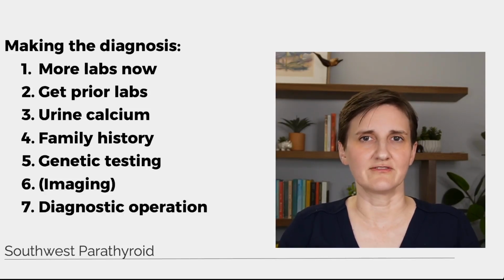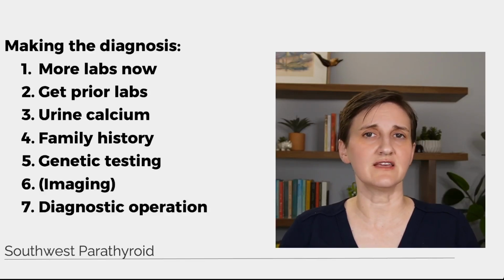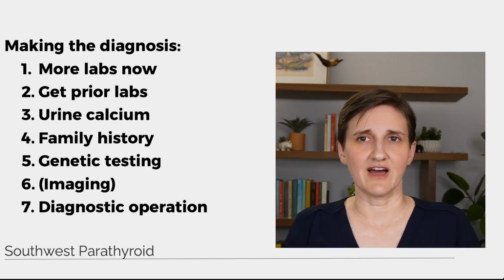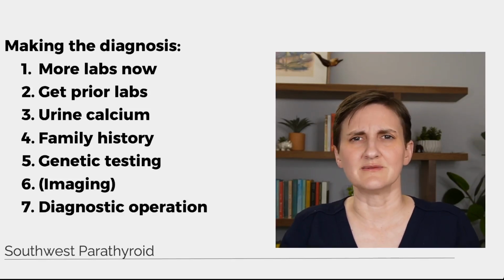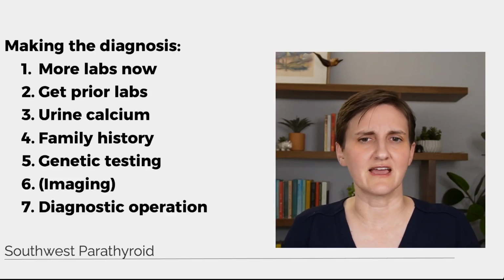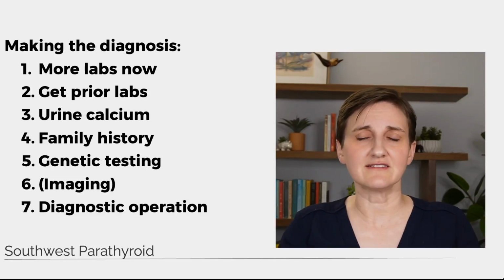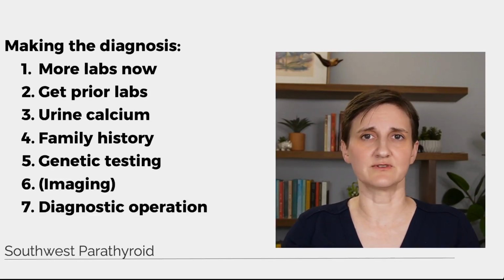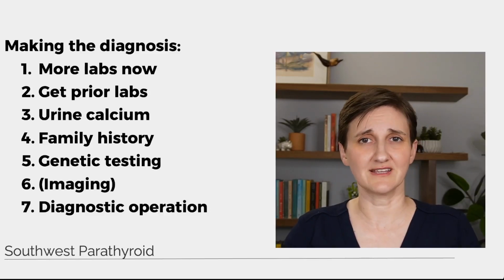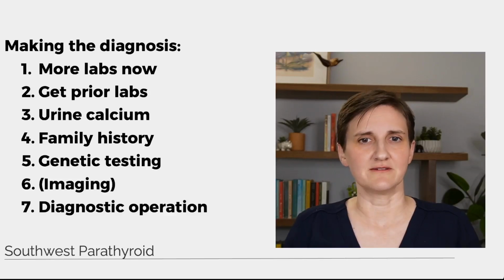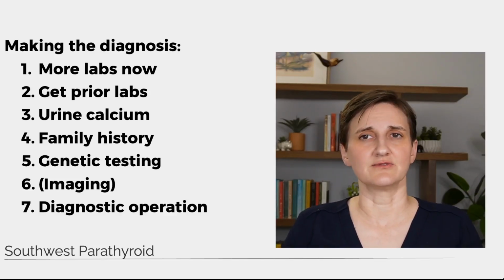Usually I know what the diagnosis is, but in some cases, if I still can't make the diagnosis after all of this, so we've gotten more labs, still not clear. We've looked at prior labs, still not clear. Urine calcium is borderline. Genetic testing is negative. Nobody in the family reports anything. Imaging is negative. But the patient still has these high calcium levels and they're having symptoms and they have osteoporosis and they're possibly getting kidney stones. Well, the way to figure it out definitively and to treat it is to do an operation.